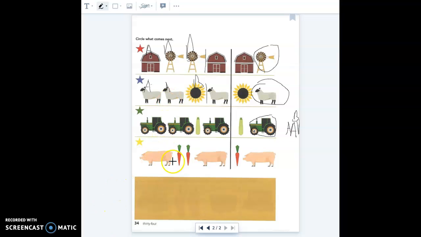All right, now I have pig, carrot, carrot. Pig, carrot, carrot. Well, what kind of pattern is this? It's A, B, B. A, so what would I need? I'd need a B, which is the carrot. Okay? Hopefully this is starting to make sense to you. The more you do it, the better you'll get at naming the patterns.